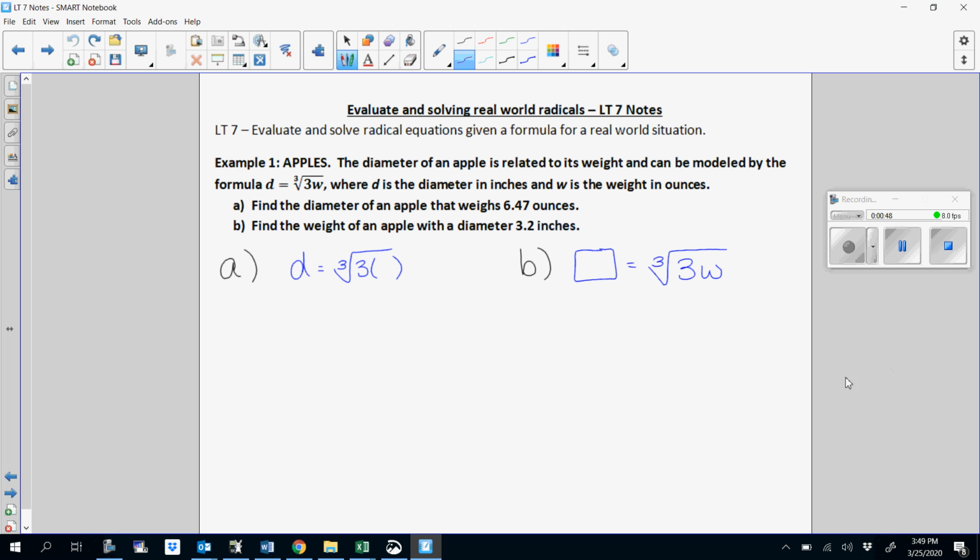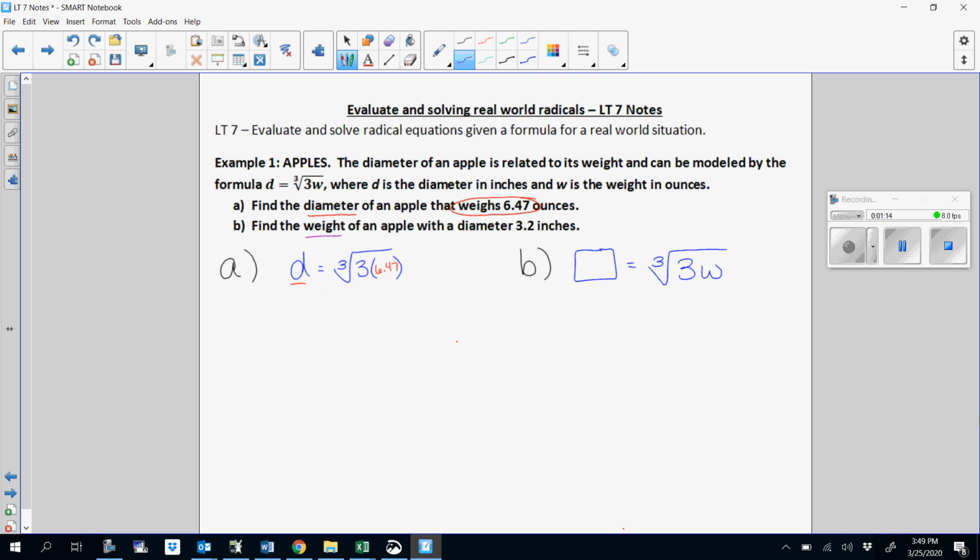So our first step on this example would be to take the 6.47, if the computer will cooperate with me here. Okay, sorry, I think the computer's cooperating now. Take the 6.47 and plug it in for W into the formula where W was. The finishing of part A will just be calculator work. I'll show you where the cube root button is now.